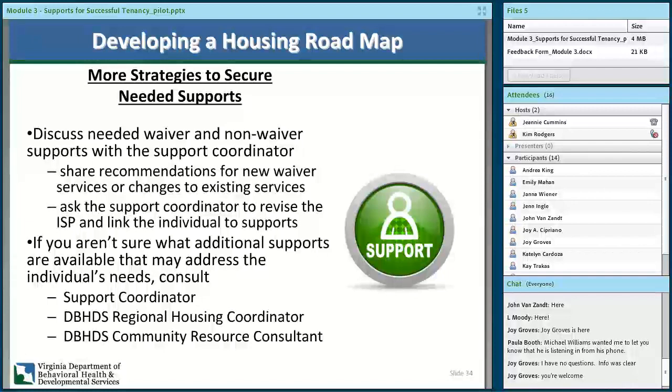If you have a sense of the individual's needs, but you're not sure what waiver or non-waiver supports may address these needs, consult the individual support coordinator. You can also get technical assistance from the regional housing coordinator or community resource consultant that works for the Department of Behavioral Health and Developmental Services.